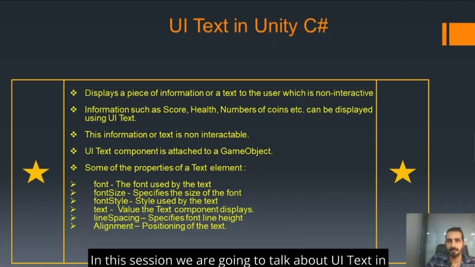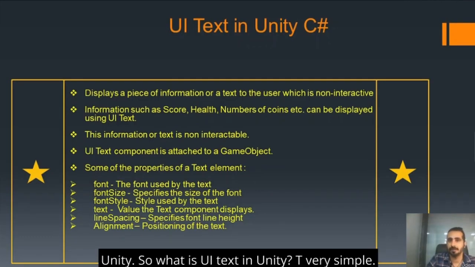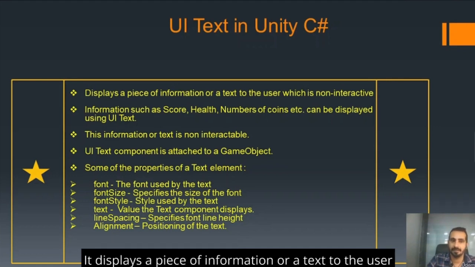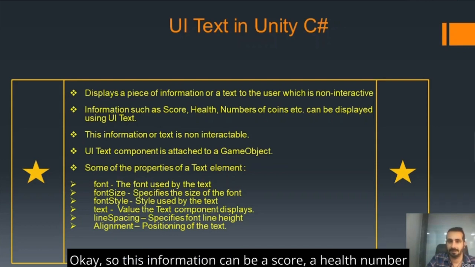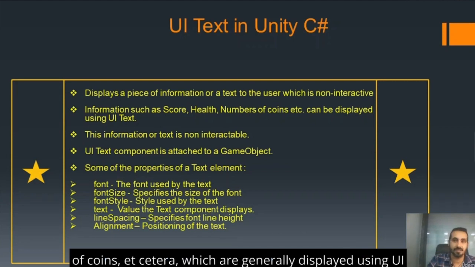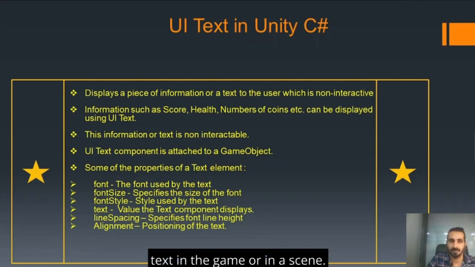In this session, we are going to talk about UI text in Unity. So what is UI text in Unity? Very simple. It displays a piece of information or a text to the user which is generally non-interactive. So this information can be a score, health, number of coins, etc., which are generally displayed using UI text in the game or in a scene.